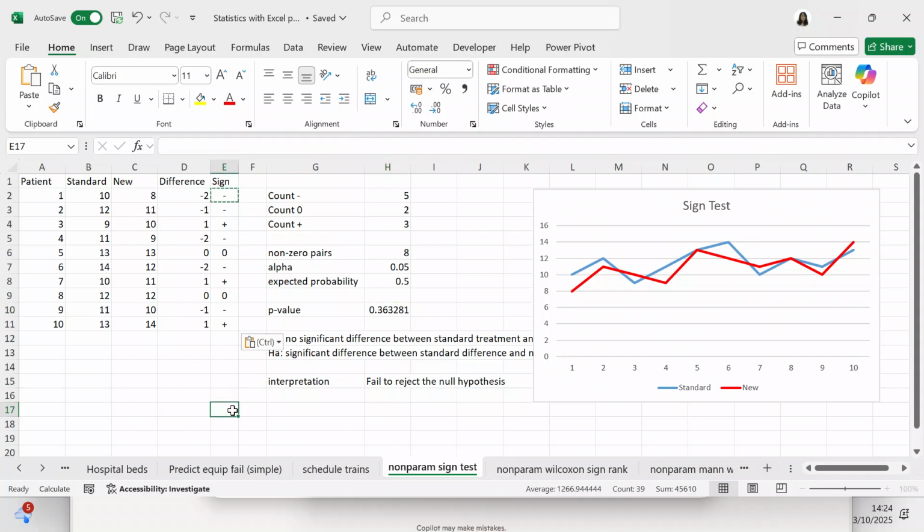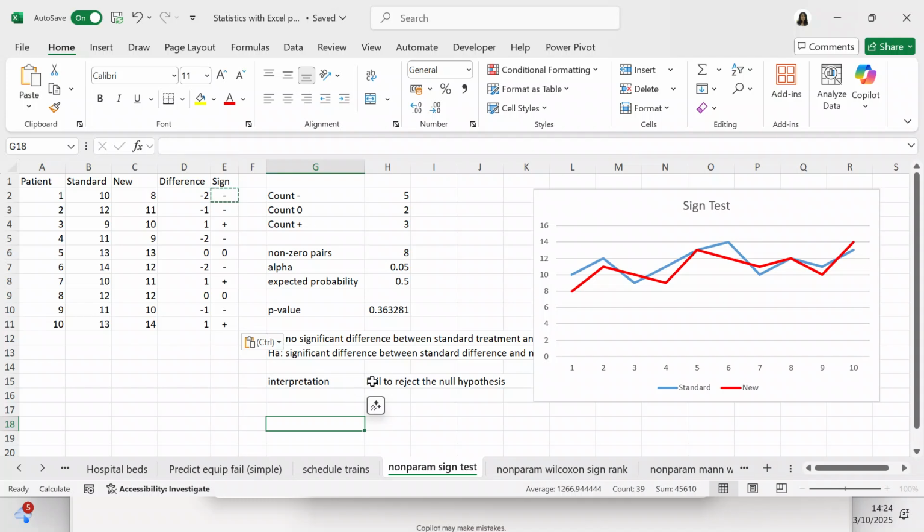Basically, the null hypothesis is that there is no significant difference between the standard treatment and the new treatment. And the alternate hypothesis is that you have a significant difference between the standard treatment and this new treatment. Since we have 36%, we can see that it's above the significance level of 0.05. So that means you would fail to reject the null hypothesis.